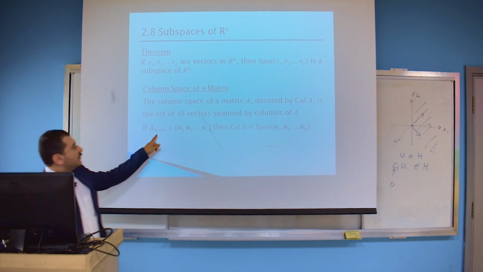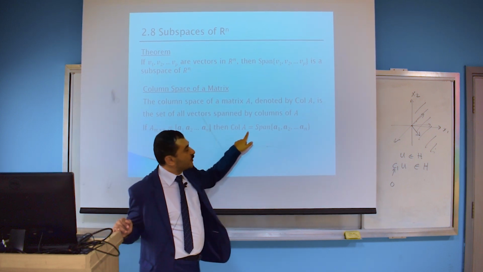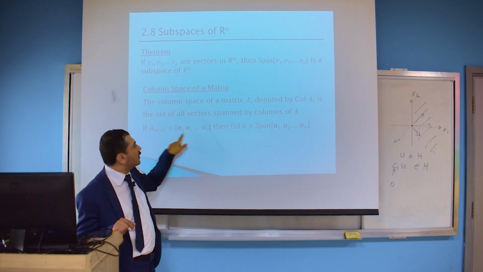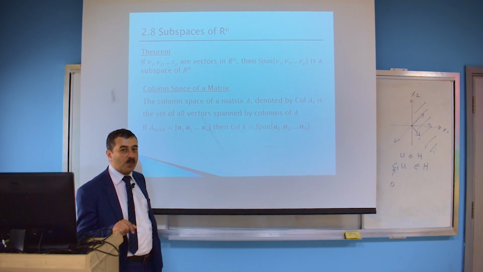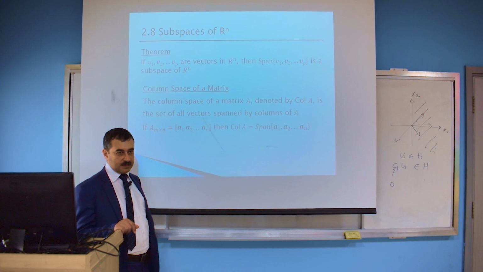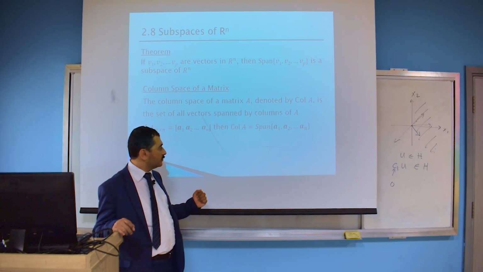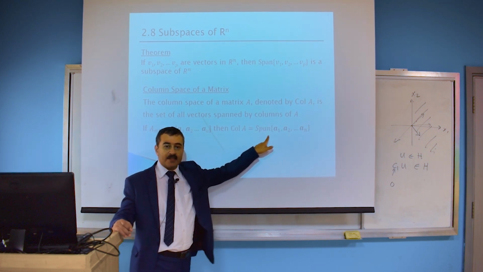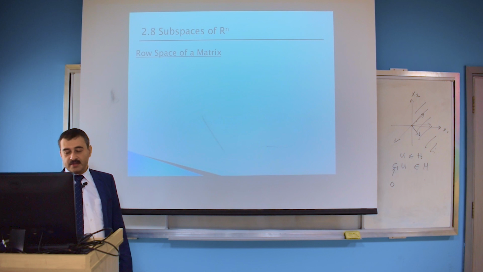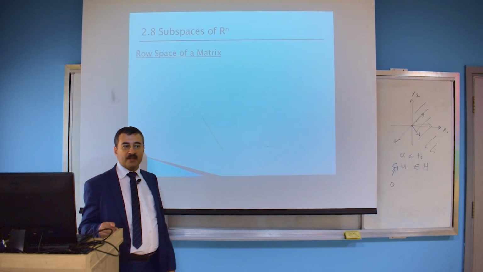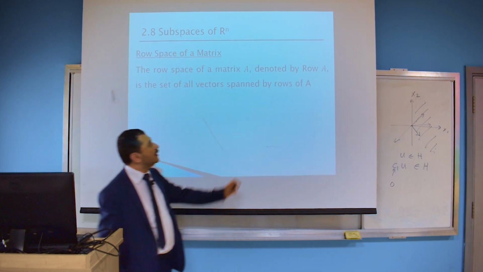So for example, if this is the matrix A, written in terms of its columns, we say that the column space is the span of the columns of the matrix A. Is this a subspace? Why is it a subspace? Because it is a span of some vectors. What about the row space of a matrix? It would be the span of the rows of the matrix, denoted by row A.